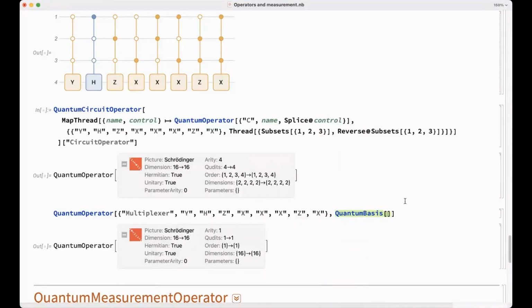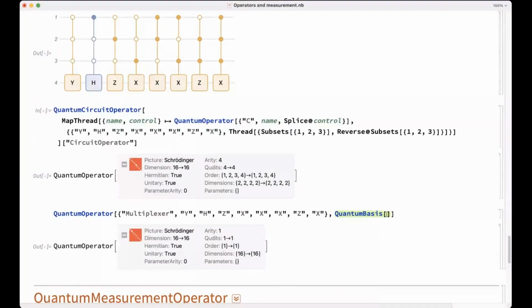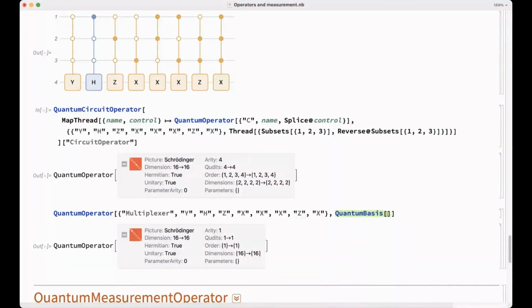So basically, a multiplexer is a block diagonal, and the top one, what you see here, the first one, says Y. It means the first 2 by 2 is Pauli Y, and then we move along the diagonal elements. Then the next one is Hadamard operator, then Z operator, X, and so forth. That's how we would construct our multiplexer operator. And it makes your life much easier when you have fancy control gates like this.